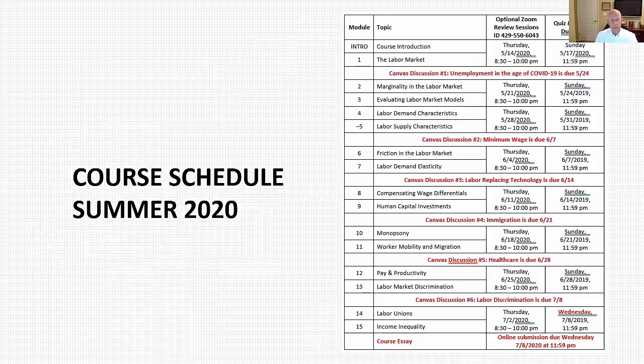You can also see here that there are a series of 6 Canvas discussions. And we'll go into a little bit more detail about these in a few minutes. But these Canvas discussions are also important in the course because this is where you get the qualitative context that we're able to wrap around the quantitative metrics so that you get a very good understanding of how you might answer the question, why do different workers receive different wages?